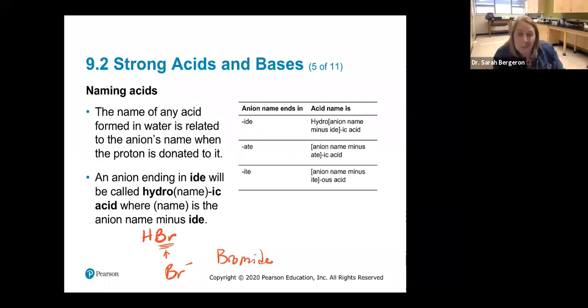right? So bromide, if I look at the IDE, then I come to my table and I say, okay, bromide, I'm going to put hydro, so HBr is equal to hydro, and then my anion name, except don't put the IDE: hydro, bromic. We don't add the IDE, we replace it with IC, and we say acid. So HBr is hydrobromic acid.